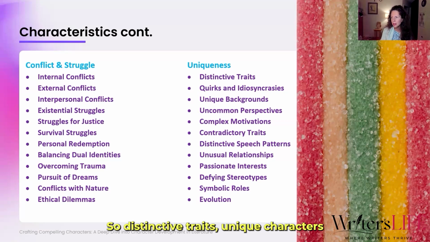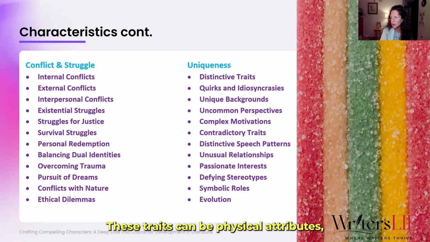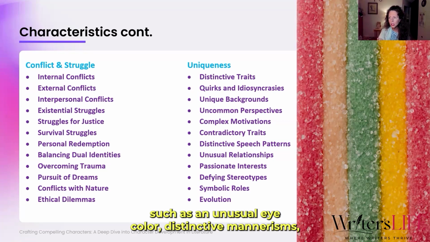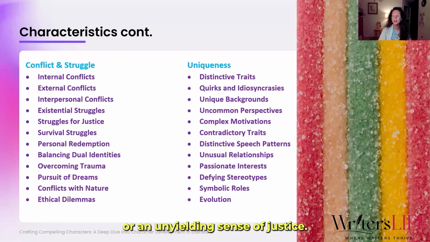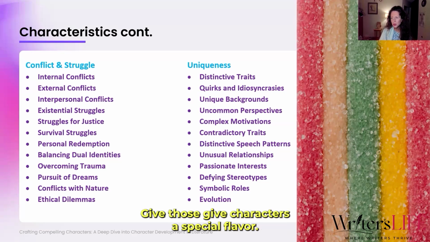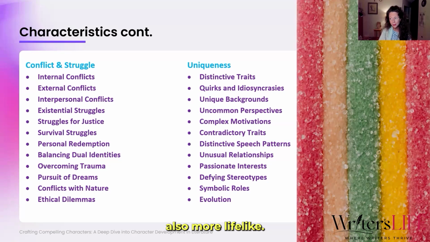Distinctive traits: unique characters often possess traits that differentiate them from others. These traits can be physical attributes such as an unusual eye color, distinctive mannerisms, or personality characteristics like an offbeat sense of humor or an unyielding sense of justice. Quirks and idiosyncrasies give characters a special flavor. These small details make characters more vivid and likable, also more lifelike.